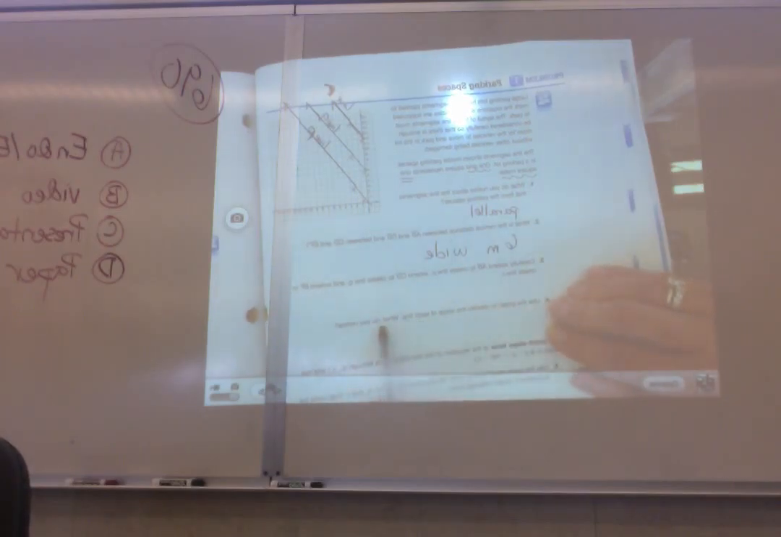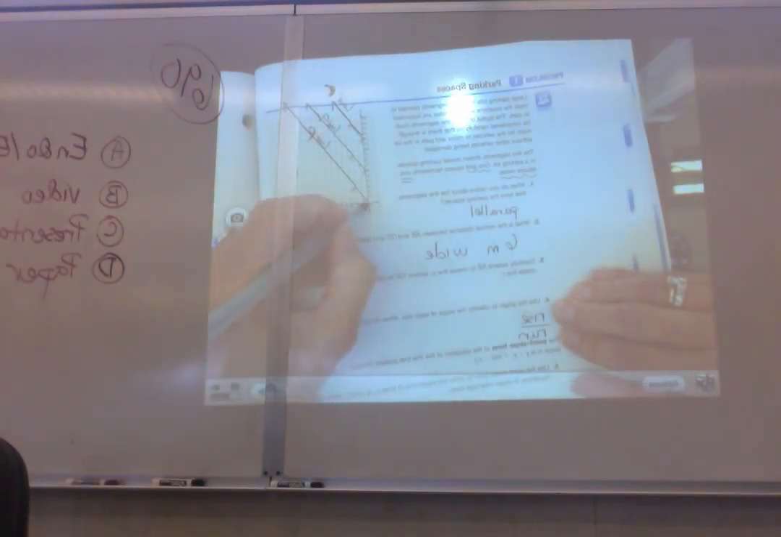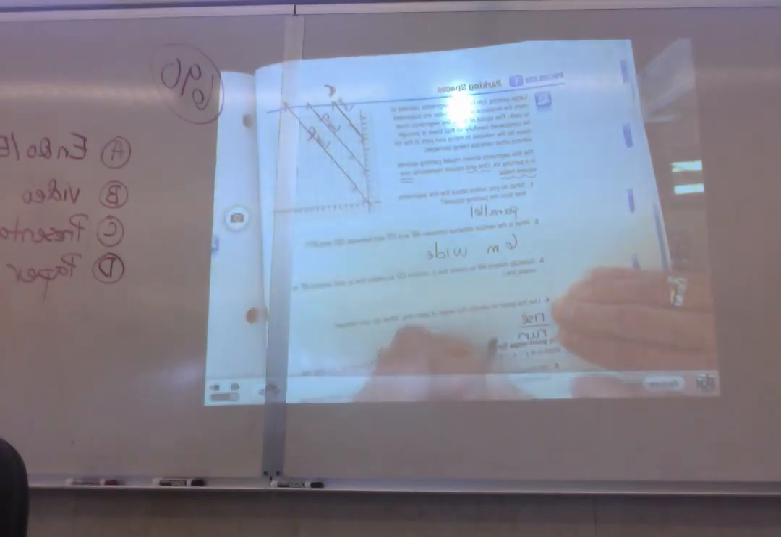Use a graph to identify the slope. Slope. How do we do slope? Rise over run. Okay. How do we do rise over run? How about we look at A and B? From A, I need to go up 3 over 2 to get from A to B. So rise over run is 3 over 2.